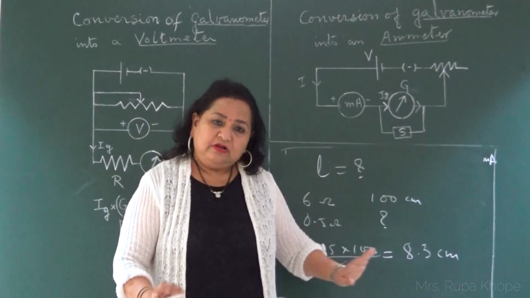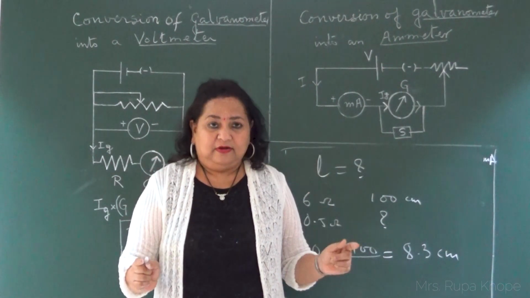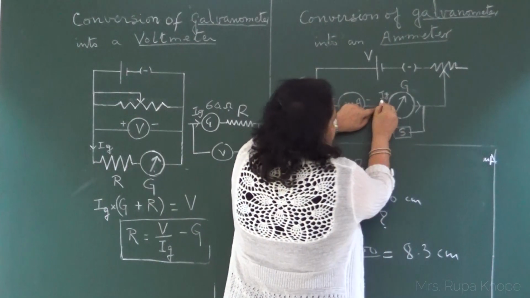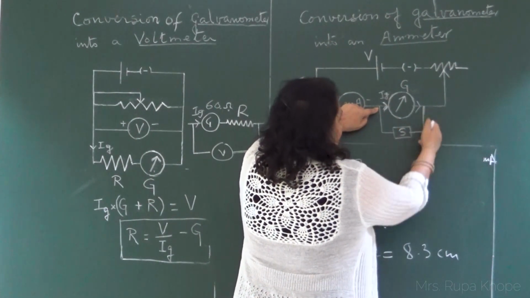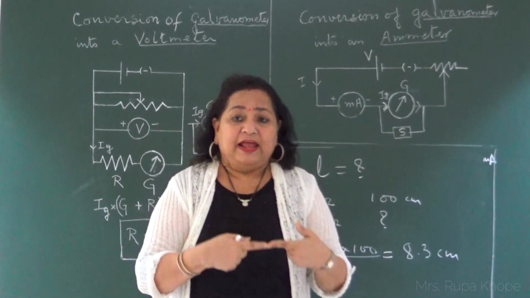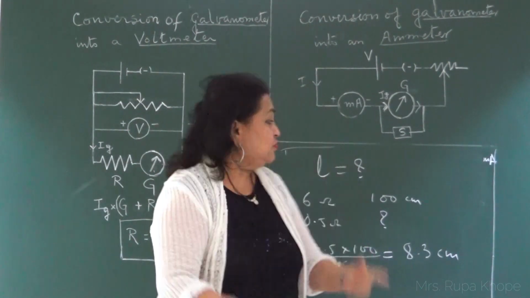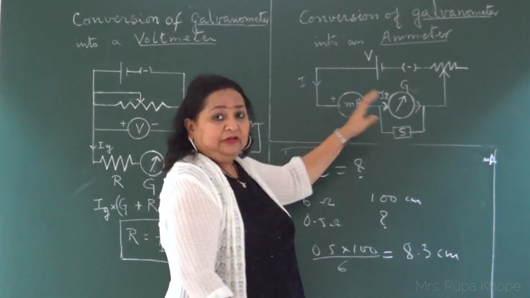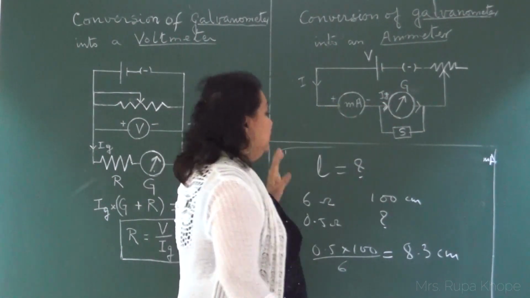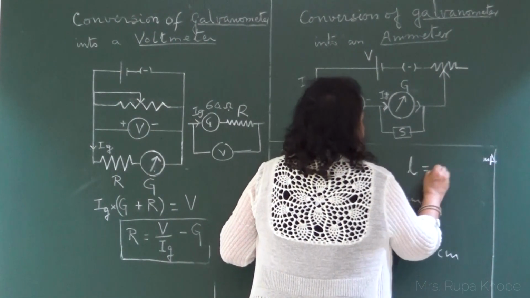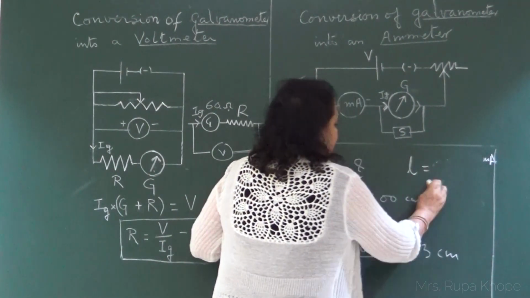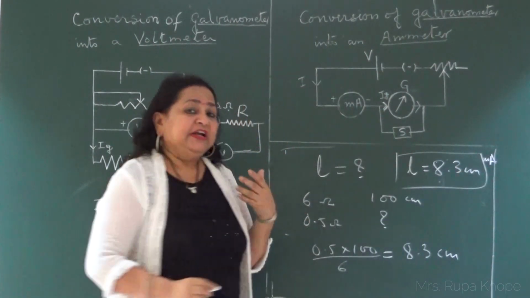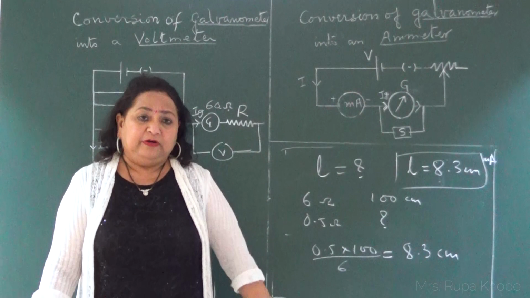This is the length of the wire which should be connected across. So, this is my galvanometer. Current Ig flows through it, and here we have to connect a wire of length 8.3 centimeter so that we can get the current. So now let's start. Can you see this circuit? We know now what is the length required. Required length is how much? 8.3 centimeter, in that range. In fact, it is 8.33, but I am just writing it as 8.3.